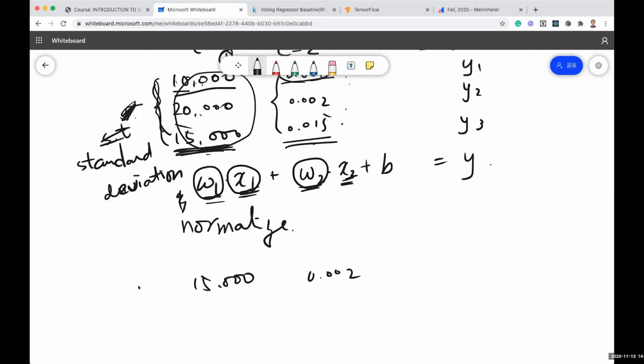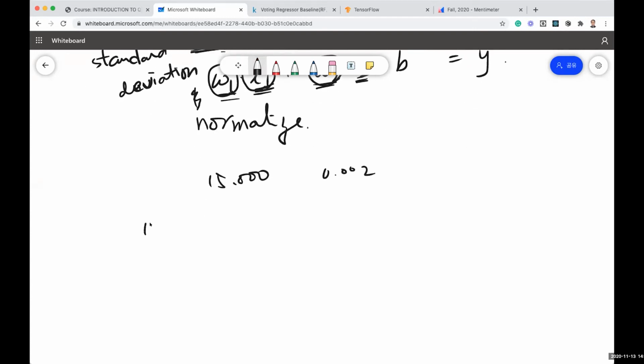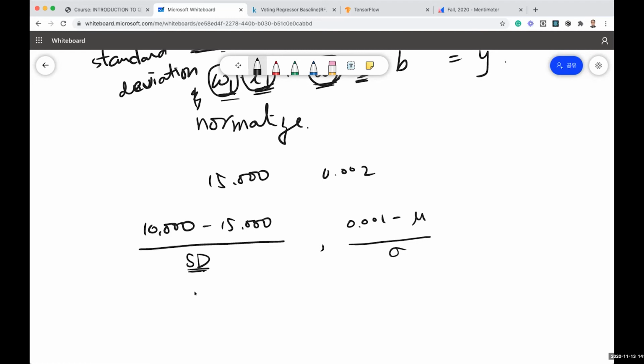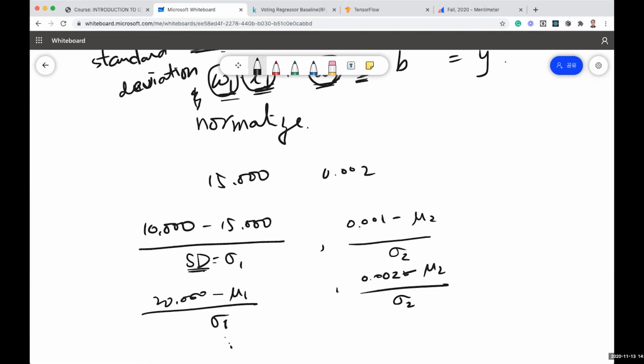So instead of using the original data set, you can apply normalization to your data set. The first one is your original data minus the mean, divided by the standard deviation. I don't know what this value is. And for the second column, you can do the same thing: subtract mu and divide by sigma. Do the same thing for your next data points. Of course, this mu is different from this one because it's mu two divided by sigma two. This is sigma one, this is sigma two, and so on.